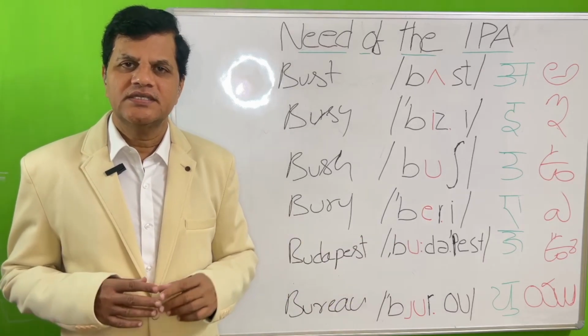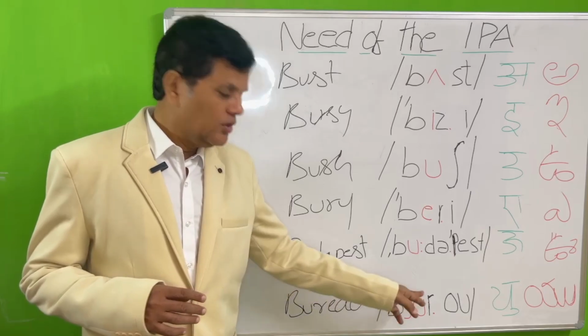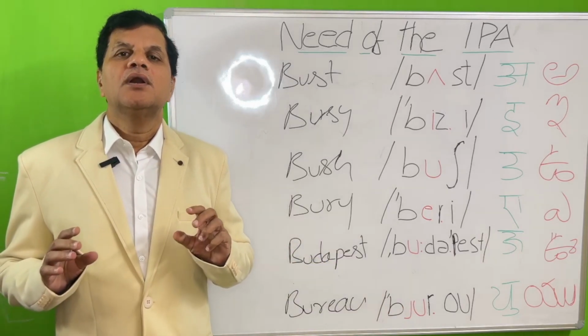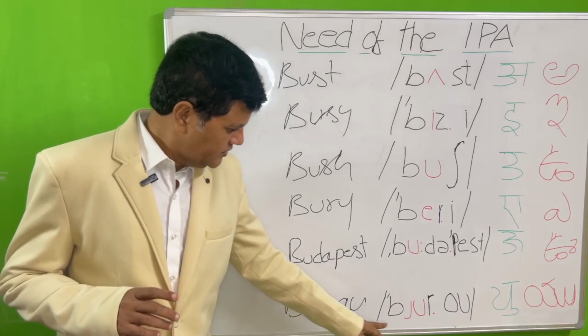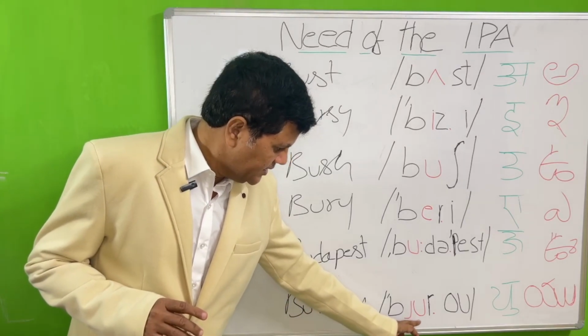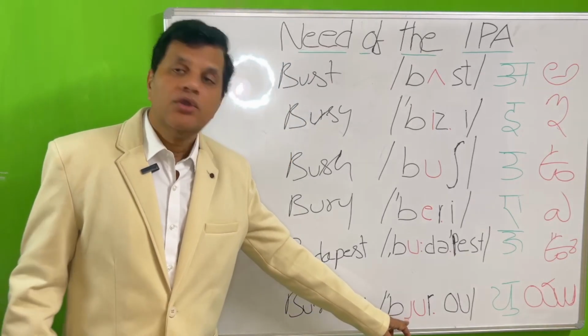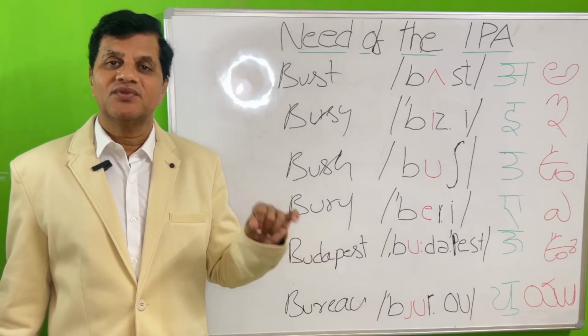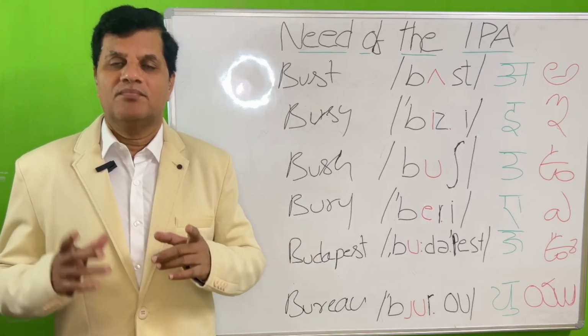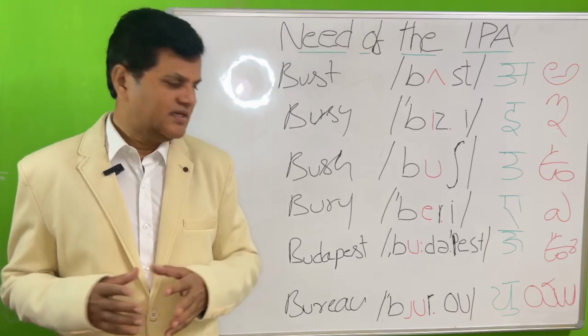BUREAU. This is also a two-syllabic word, that is bureau. Here you see this phonetic transcription. This is U. So here you take the sound of U. That is a syllabic consonant.